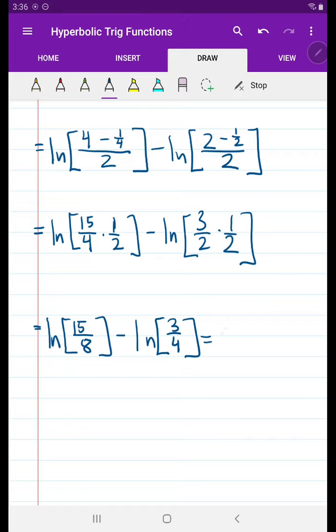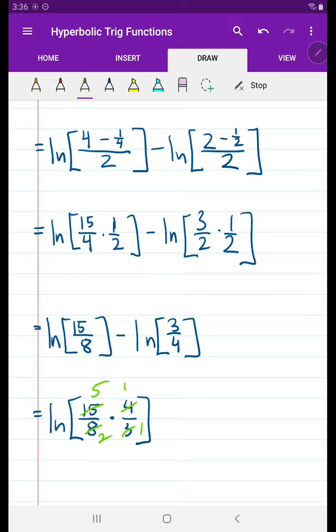So then you have subtraction there. So then you can combine these natural logs using division. So then this becomes the natural log of 15/8 times 4/3. And so then I can cancel between those, right? So this becomes a 5, that becomes a 1, this becomes a 2, that becomes a 1. And so your final answer is going to be the natural log of 5/2.